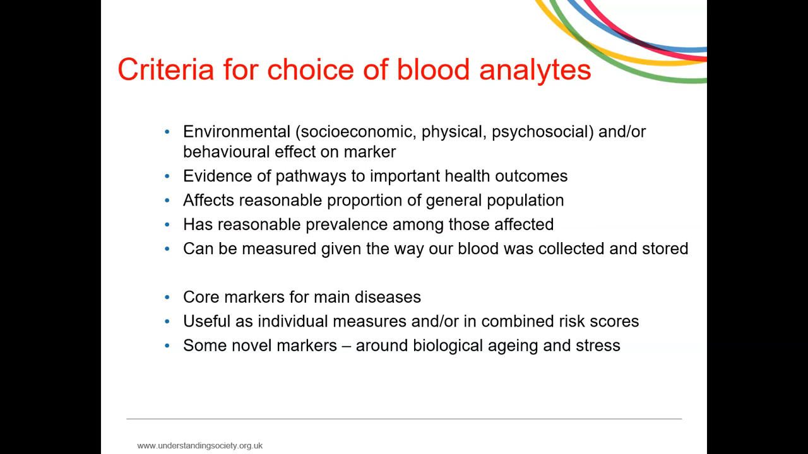And we're also limited because a nurse goes into the participant's home and the blood sample is sent through the post. So it means that not everything can be measured, because some things aren't robust to that sort of collection. So we were looking at core markers for main disease and things that we thought would be useful, either on their own or in combination, to help us understand how the environment gets under the skin. Those are the sorts of pathways we were thinking about.